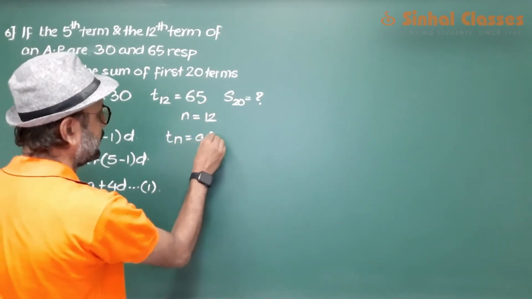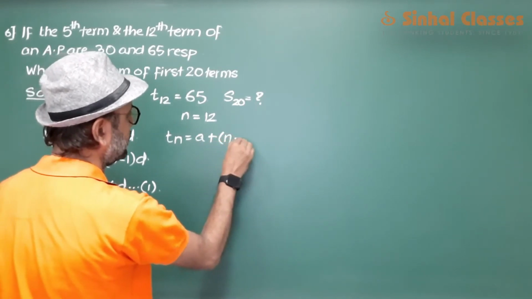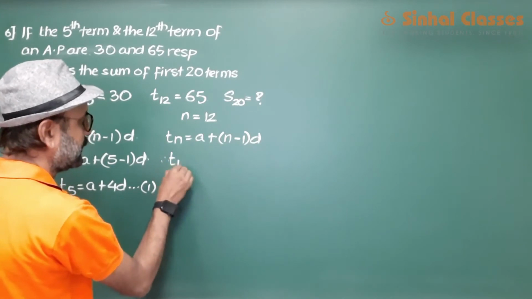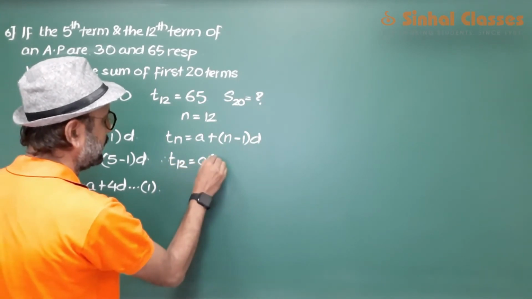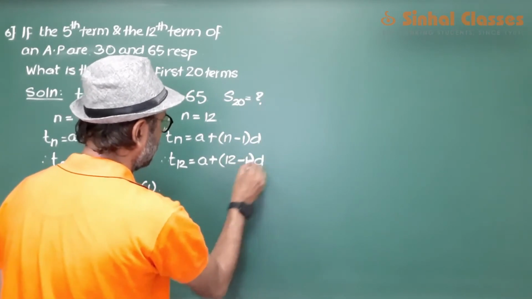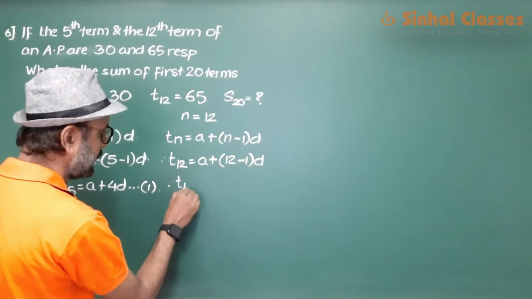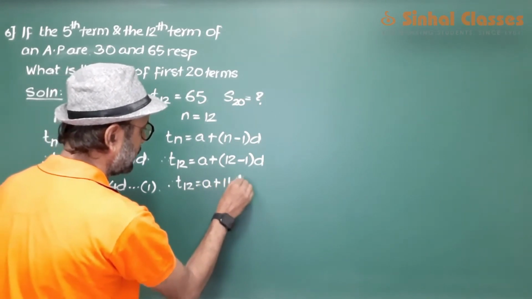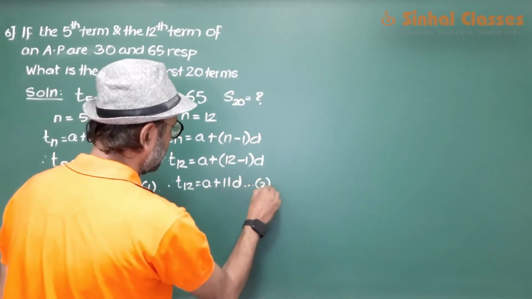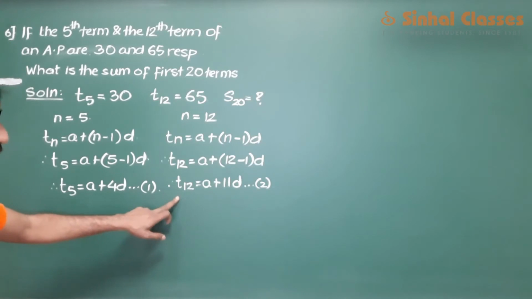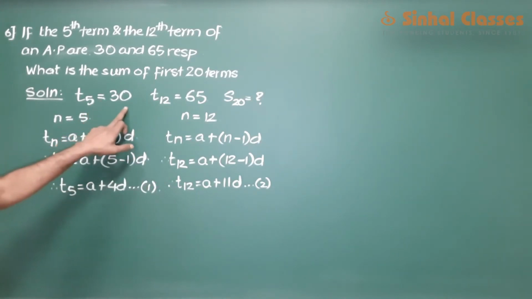Tn is a plus n minus 1 into d. T12. These are the two values: T5 is this and T12 is this. Now what we'll do is, we have the value for T5.